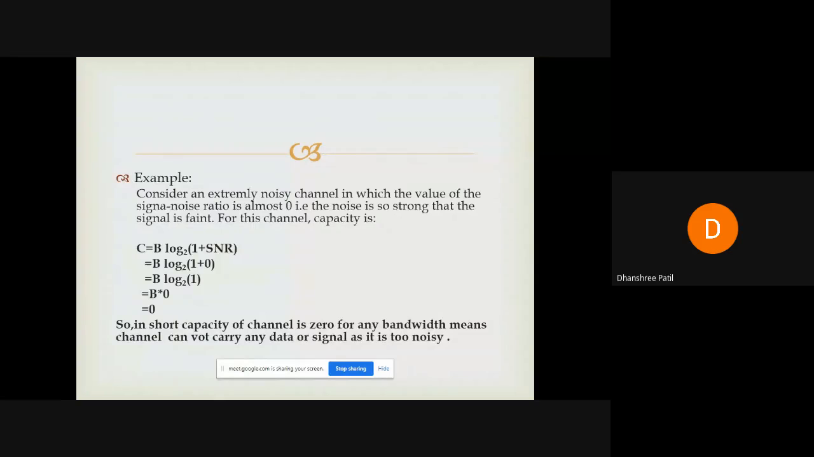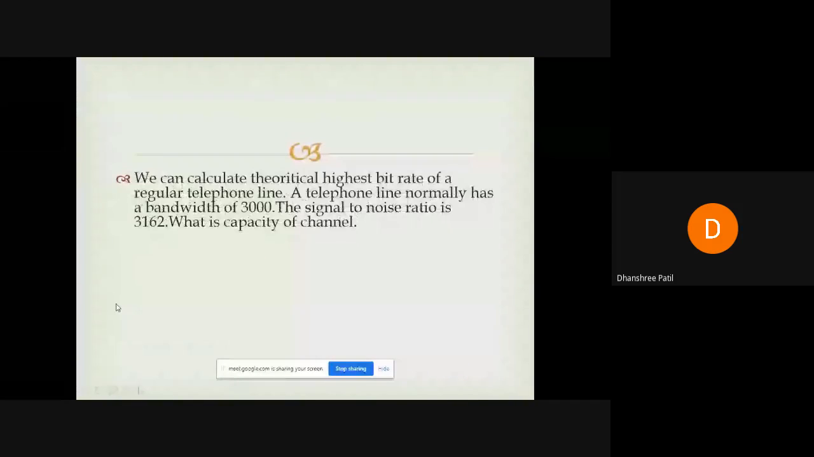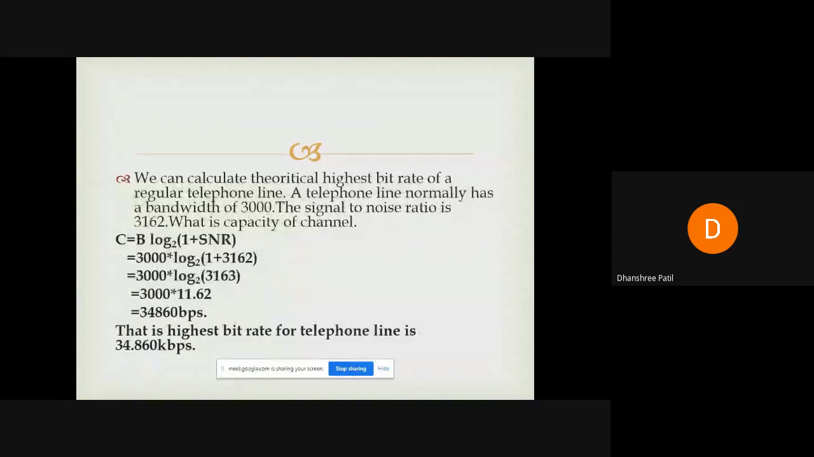That is nothing but the conclusion for this particular case. Let's see one more example. Okay, I'll show you the solution also. So the next example is: we can calculate the theoretical highest bit rate of a regular telephone line. A telephone line normally has a bandwidth of 3000. The signal to noise ratio is 3162. What is the capacity of the channel?